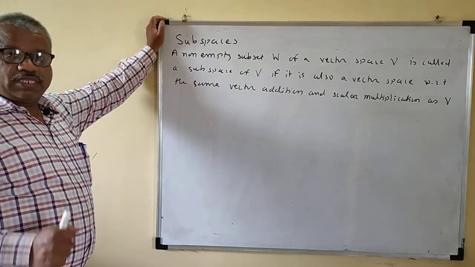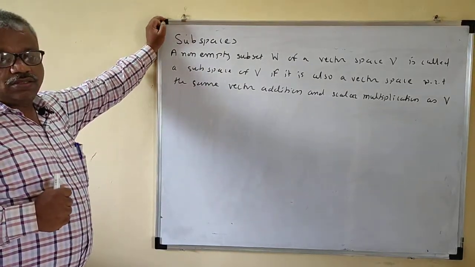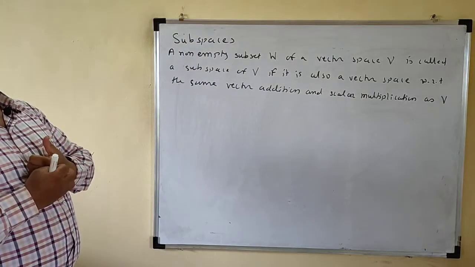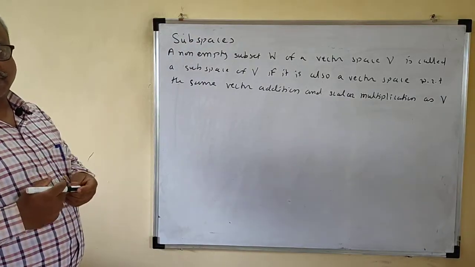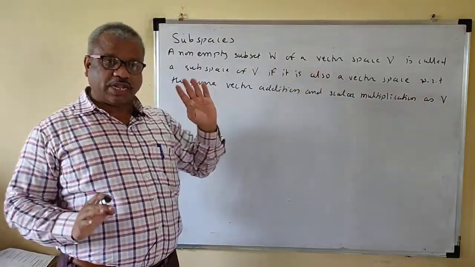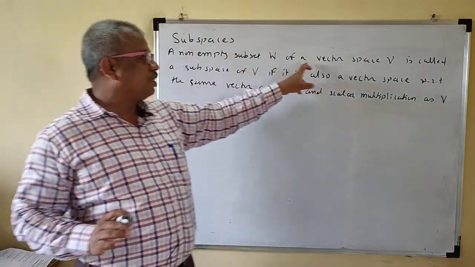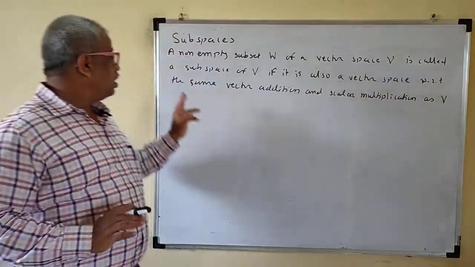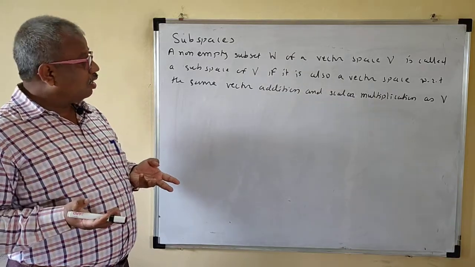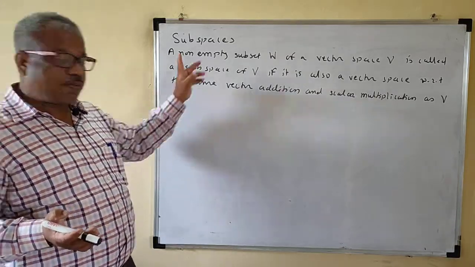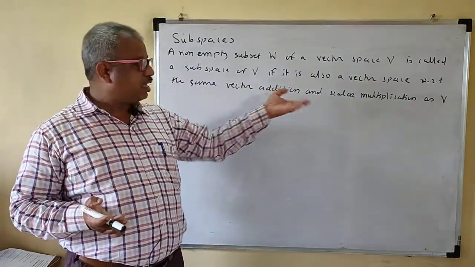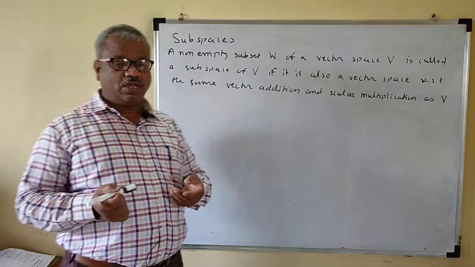Now we'll discuss, that is, we'll revise subspaces. First we will see what we mean by a subspace. Suppose V is a vector space and W is a non-empty subset of V. That means a non-empty subset W of a vector space V is called a subspace if it is itself a vector space under the same vector addition and scalar multiplication as defined for V.